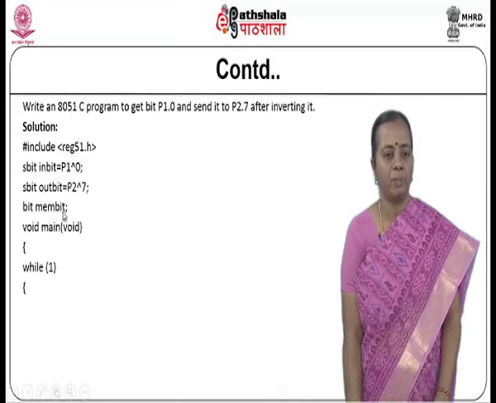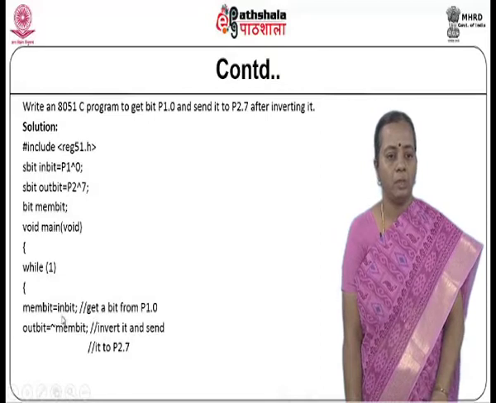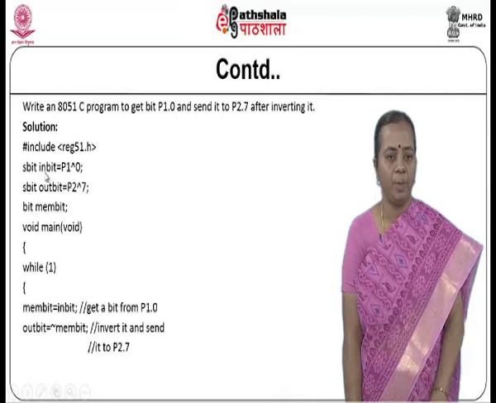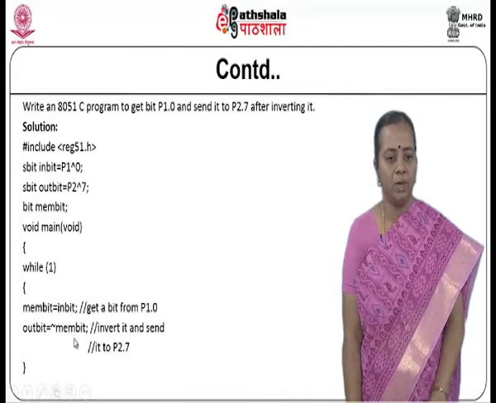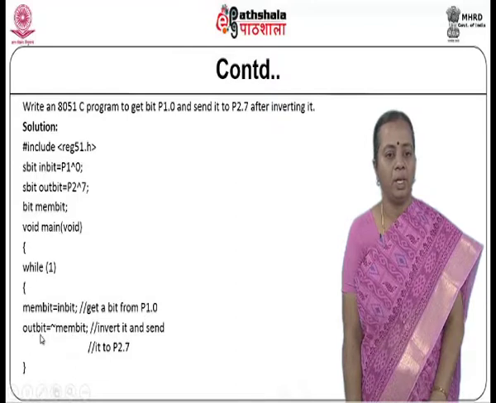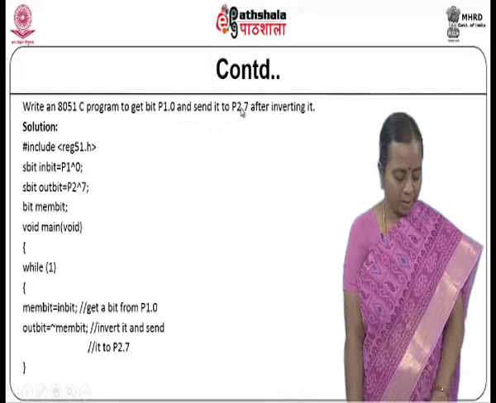So, bit variable is membit. Now, while(1) means it is an indefinite loop. So, inbit is equal to membit. So, what we have read from P1.0 is moved to membit and it is getting inverted, which is assigned to outbit. So, just see that this statement is for reading a bit from P1.0, this is to invert, and it will be assigned to pin 2.7. So, through this particular code we are inverting the value which is read at P1.0 and it will be supplied to the P2.7 output pin.